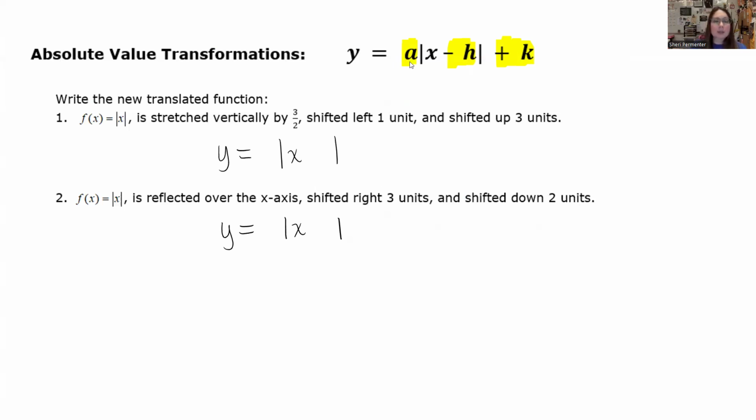So there's 3 spots. This is a stretch or compression or reflection. Let me write these down. So this is a reflection, or it is a stretch or compress. The H moves me left or right.